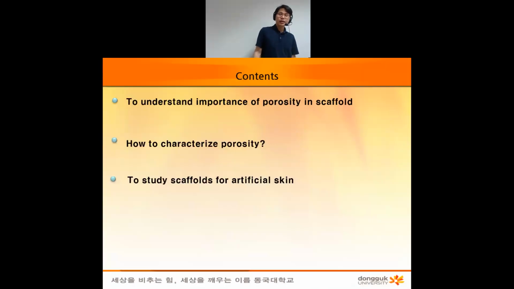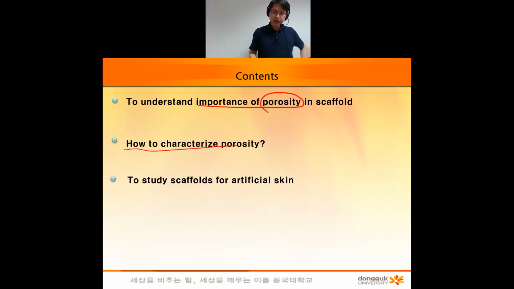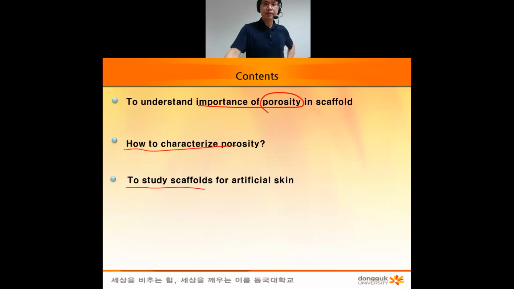These are the contents. First, we are going to understand the importance of porosity in scaffolds. Second, we are going to study how to characterize the porosity. And third, we will study how the scaffolds can be utilized in terms of artificial skin.